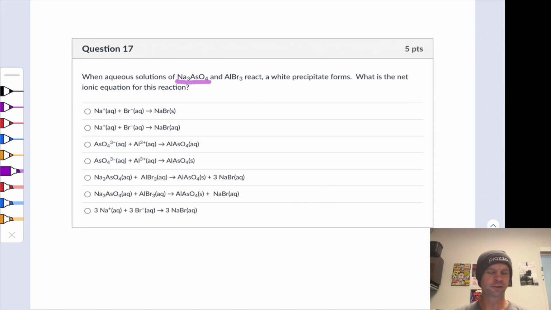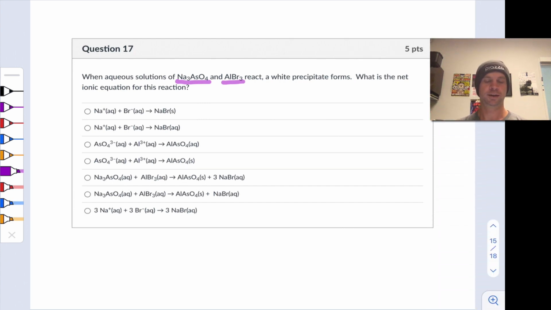Na3AsO4, sort of an arsenic analog of sodium phosphate, and AlBr3, aluminum bromide. Aqueous solutions react, and a white precipitate forms, and we want to know what is the net ionic equation for this reaction. So in order to do this, I'm going to draw on my knowledge of the solubility rules to deduce the identity of the precipitate first, before I start worrying about which ions are spectators and what the net ionic equation looks like. Just want to get a handle on what is the product first.